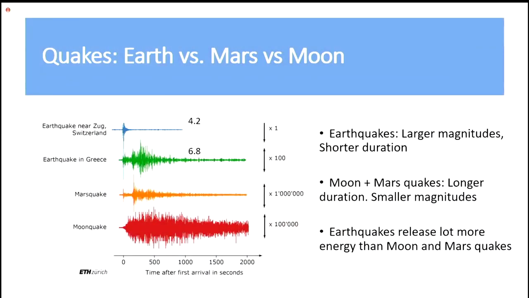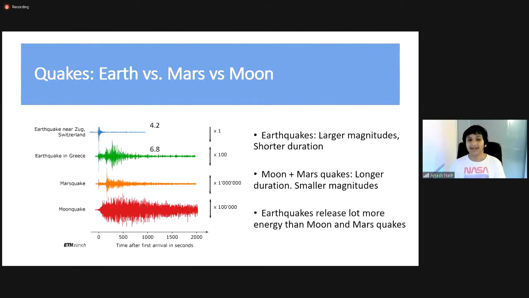Now, let's compare quakes between Earth, Mars, and Moon. All right, so earthquakes on Earth tend to have a much higher magnitude. For example, an earthquake on Earth could have a magnitude up to 8 or even 9. But on the other hand, on Moon or Mars, you don't really get quakes that are higher than 4 or 5, which means that quakes on Mars and Moon can be thousands of times less strong than the ones on Earth, as the earthquake magnitude scale is logarithmic.